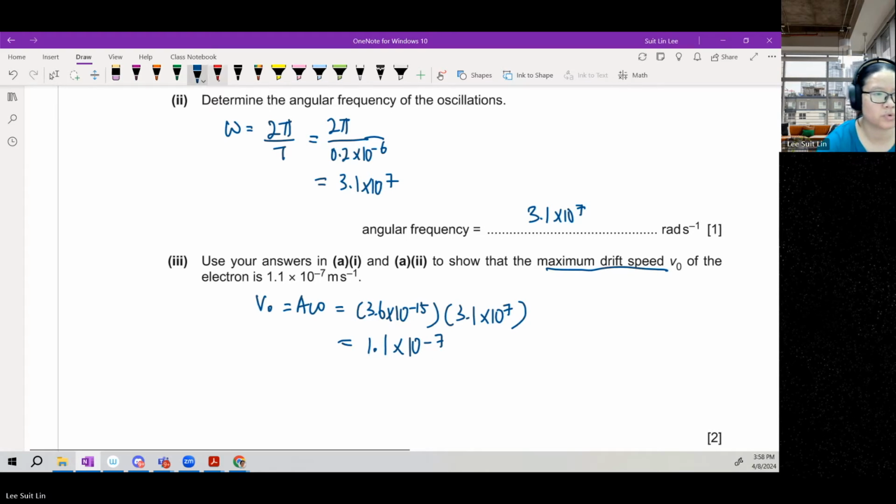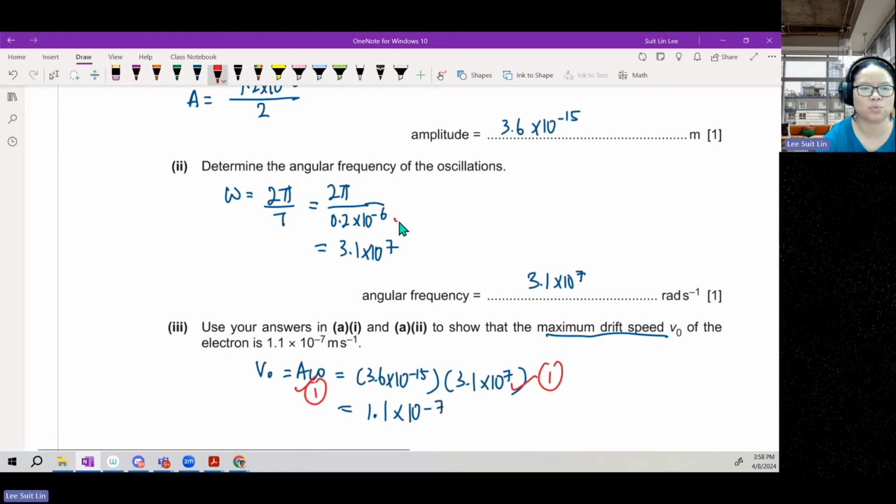So you know the equation of A omega, 1 mark, we'll substitute, 1 mark. It's not all just 1 mark, so at least one line of working with substitution is 1 mark.